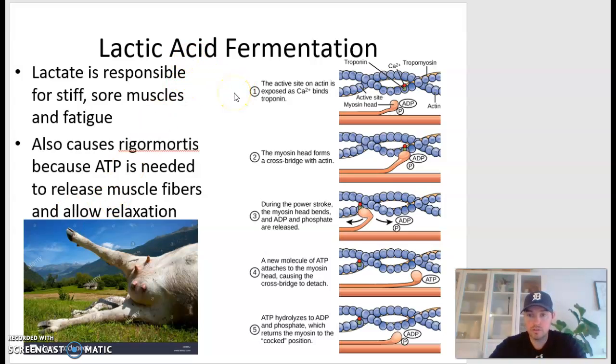Lactic acid, I'm sure everyone in here has felt lactic acid before. You're working really hard, your muscles start to burn, and you get really fatigued and sore. That's the lactic acid or the lactate building up in your muscles. It can cause rigor mortis in cows.